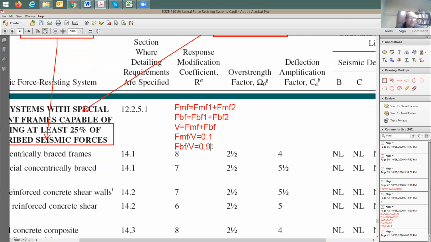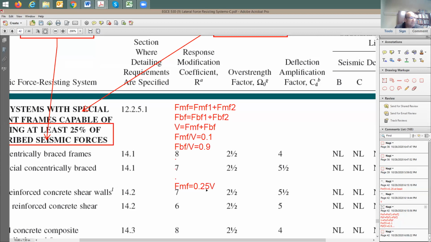So how do you do this? After you do this analysis, you come back and say, no, I'm not going to be using this force. The force in the moment frame that I'm going to be using in my design is going to be equal to at least 25% times V. I'm not going to be using this, I don't like this value. This is true, this is based on analysis, right? But the one finally that I need to use is going to be equal to 25% of the prescribed seismic force, which means the total base shear.